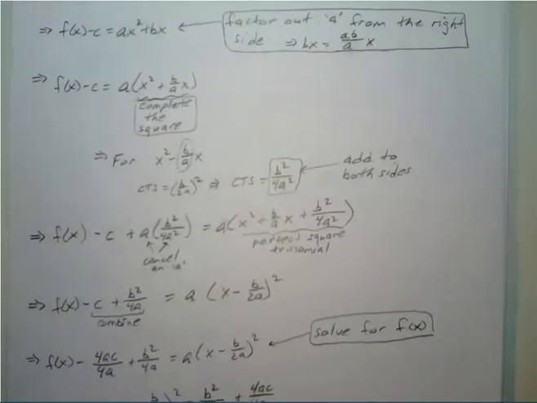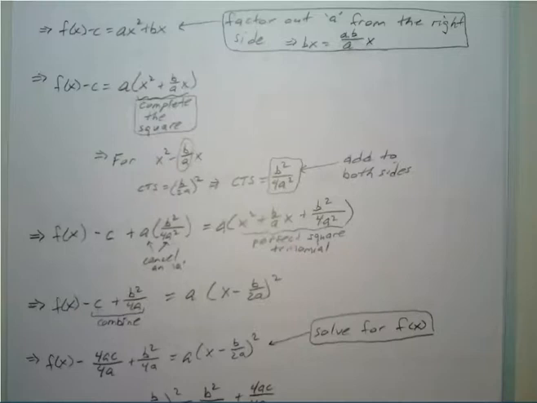All right, so just going to go ahead and move up. So now, once we have this, we're going to combine these two terms by multiplying it by 4a over 4a. So we have f of x minus 4ac over 4a, because remember, if we cancel out the 4a's, we get our minus c, plus b squared over 4a equals a times (x minus b over 2a) squared. And we're going to go ahead and solve for f of x.